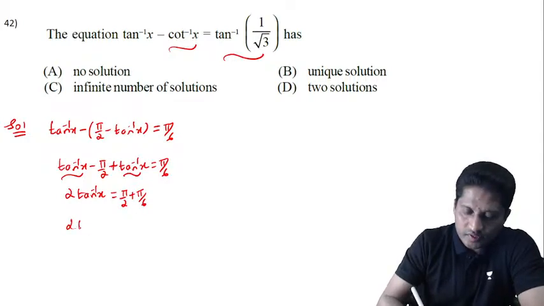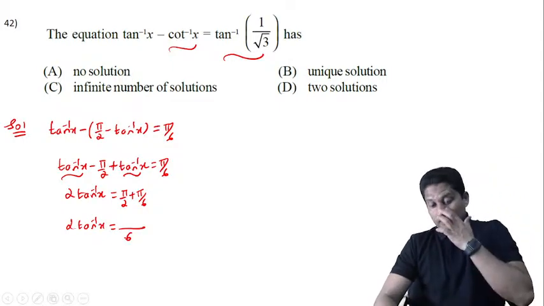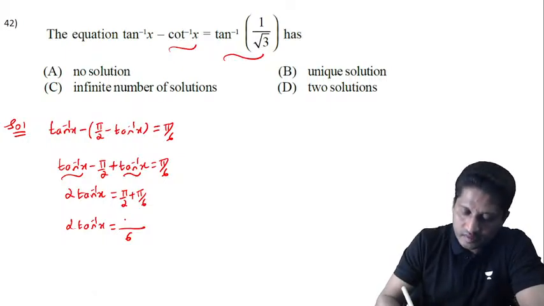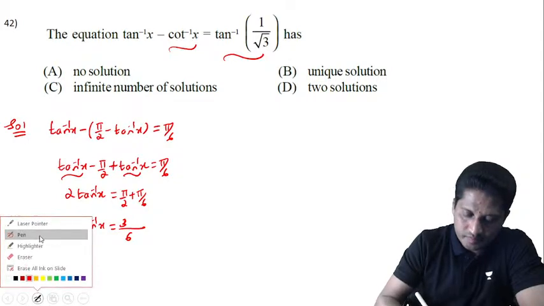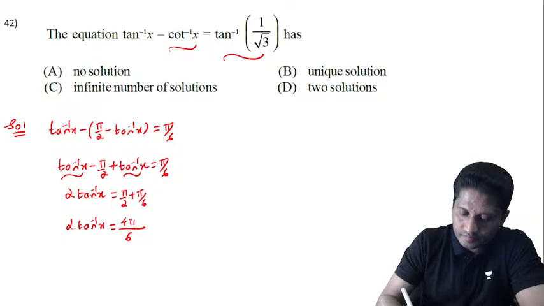Right, now 2 tan inverse of x is equal to, LCM is 6, pi by 2 is 3 pi by 6. So this is 3 pi plus pi, which gives me 4 pi by 6. The 2 will cancel with the 6, 3 times. Tan inverse of x is equal to pi by 3.